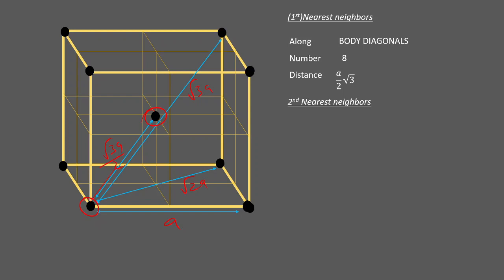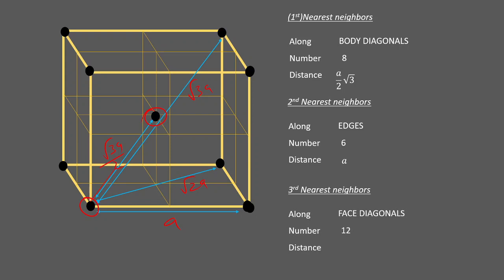Second nearest neighbors, this time you will get them along the edges again, and the number would be 6, and the distance would be A. Third nearest neighbor, this time you will get them along body diagonals. No, face diagonals. 12, and distance will be A root 2. This way you can extrapolate, and you can think about fourth or fifth nearest neighbors. These questions are a little bit interesting, thinking about fourth or fifth or sixth and maybe seventh or eighth.